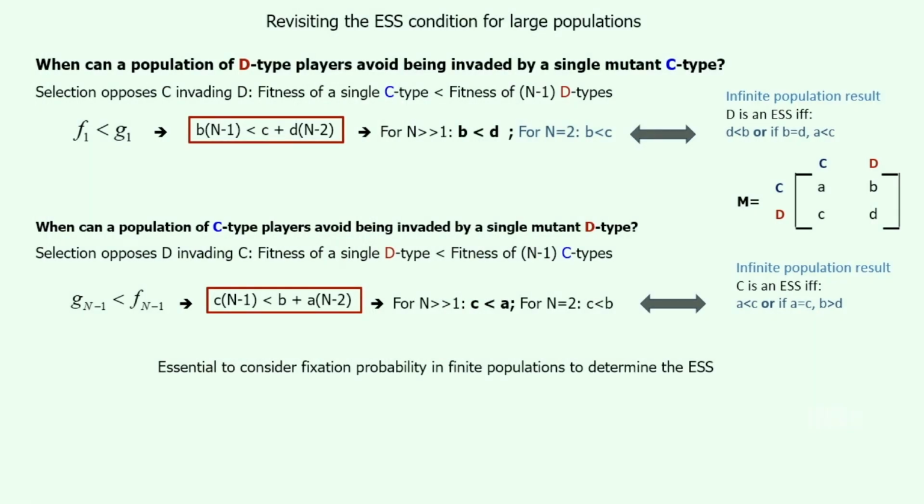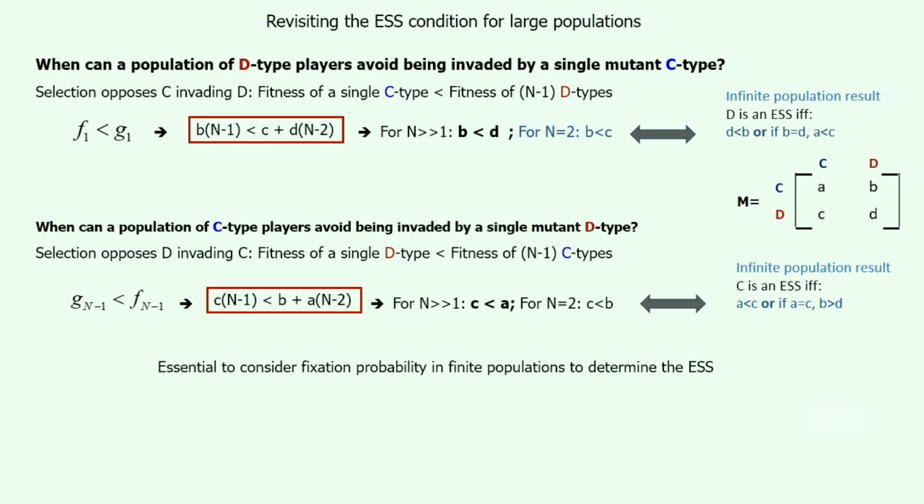So if I want to translate this condition to the finite population scenario, I can ask, so D is the wild type here, C is trying to invade D. So I can ask, if I introduce one C into the population of n Ds, so there's one C and n minus 1 D types, then the fitness of one C in the population has to be smaller than the fitness of n minus 1 Ds.